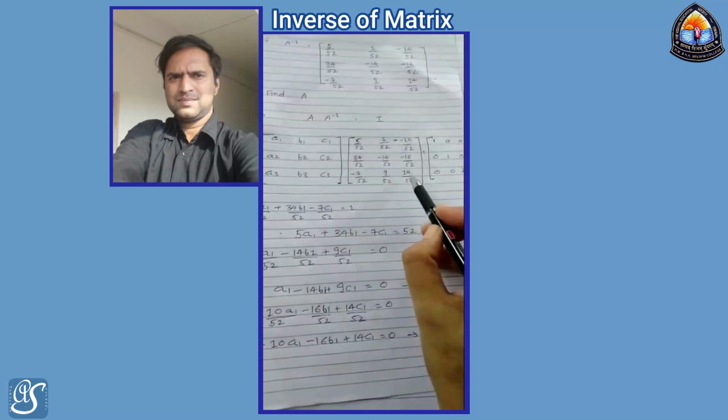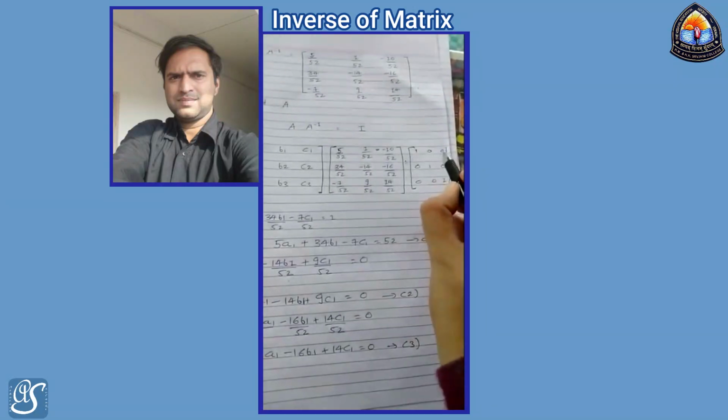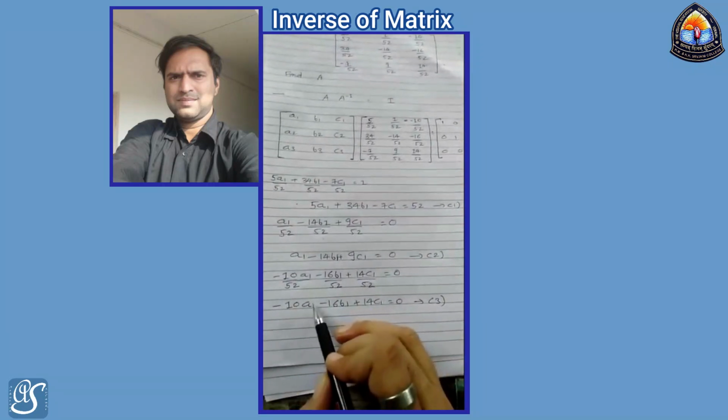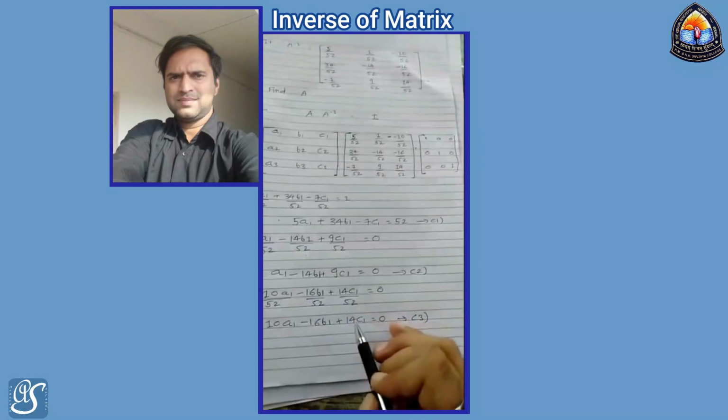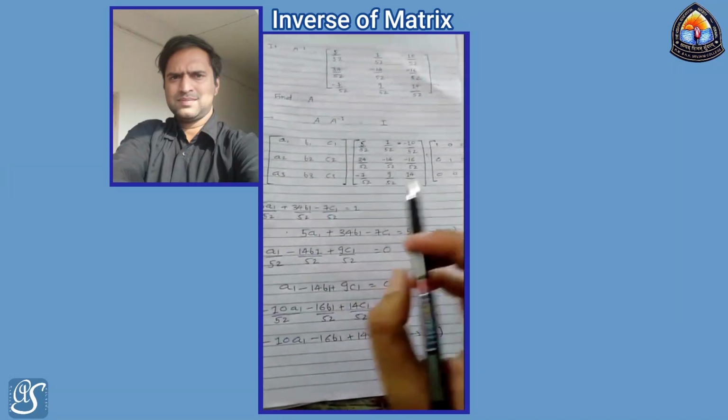C1 into 14 upon 52. So 14 C1 upon 52, which is equal to 0. So our third equation is minus 10 A1 minus 16 B1 plus 14 C1 is equal to 0, which is our third equation. So here we have three equations.